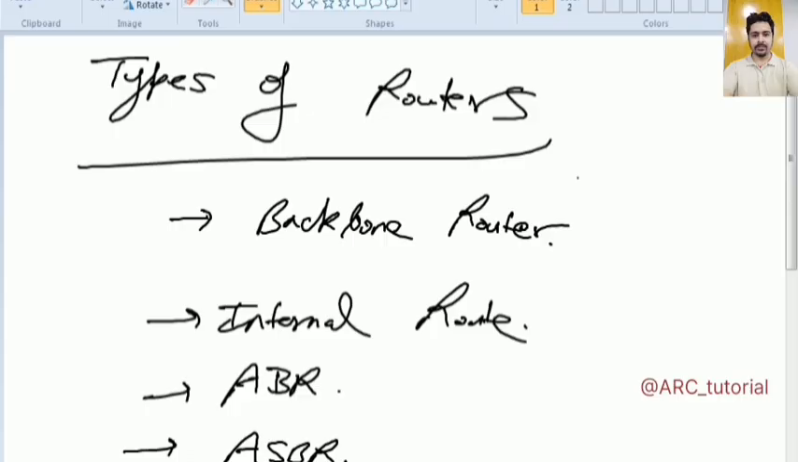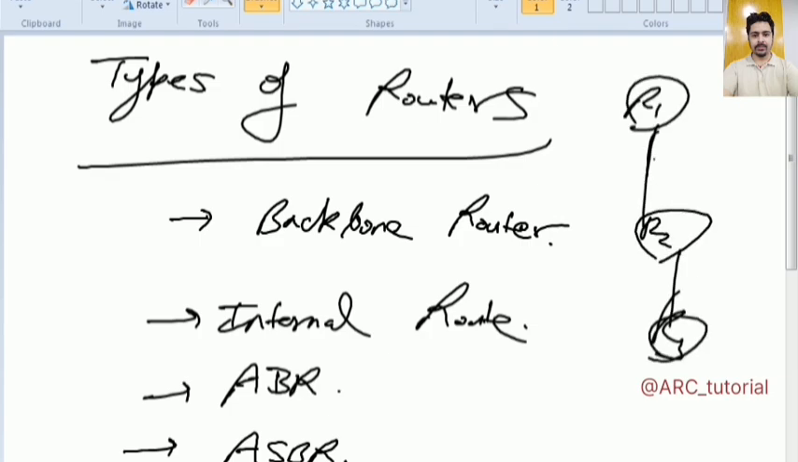Internal router: a router that has all its interfaces in a regular area only. Let's say this is R1, this is R2, and this is R3. You understand? Here you are running area 1, and here you are running area 2. So R2 will become not an ABR. It will also be known as an internal router, because it also has all interfaces in regular areas only.